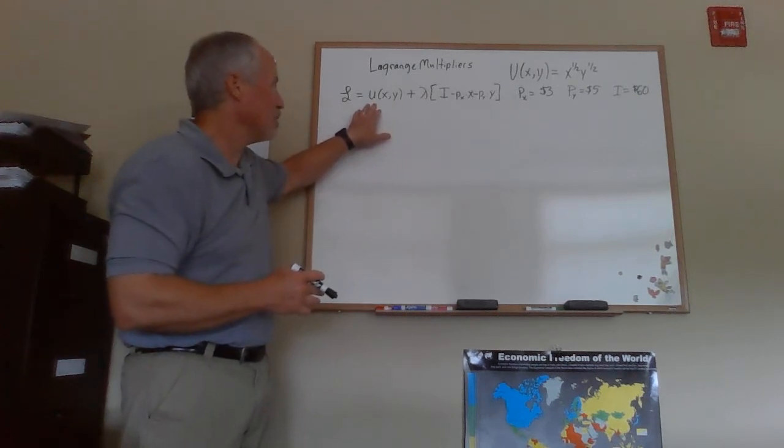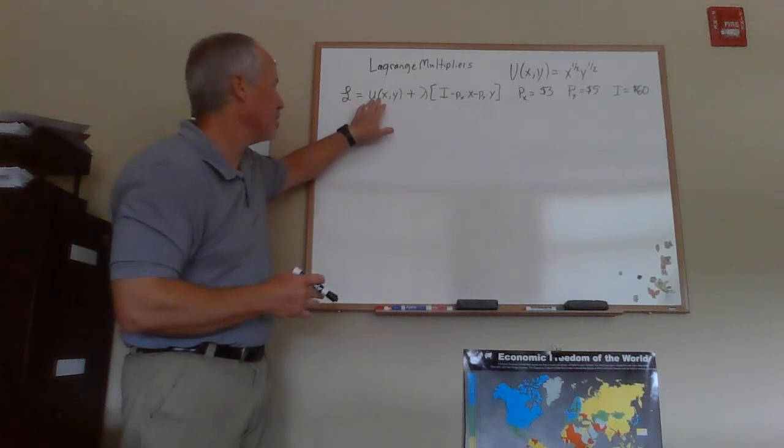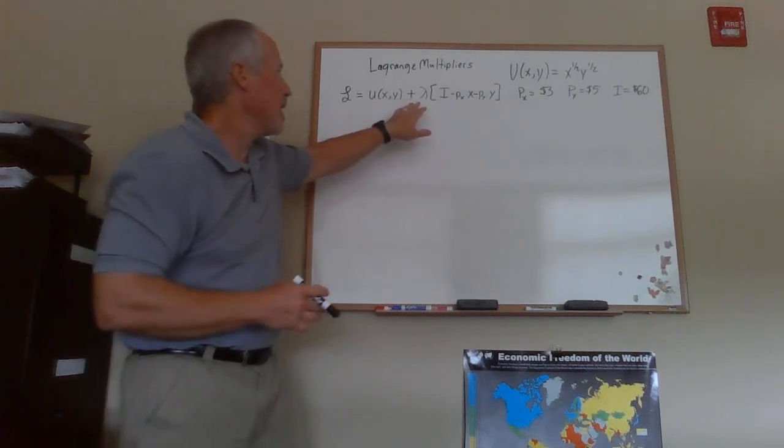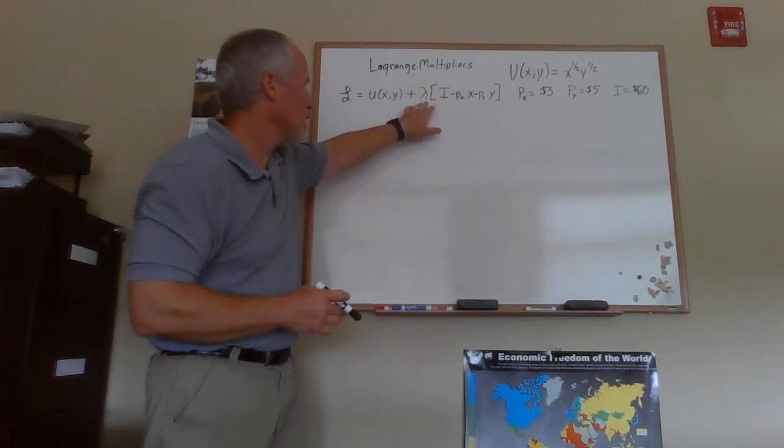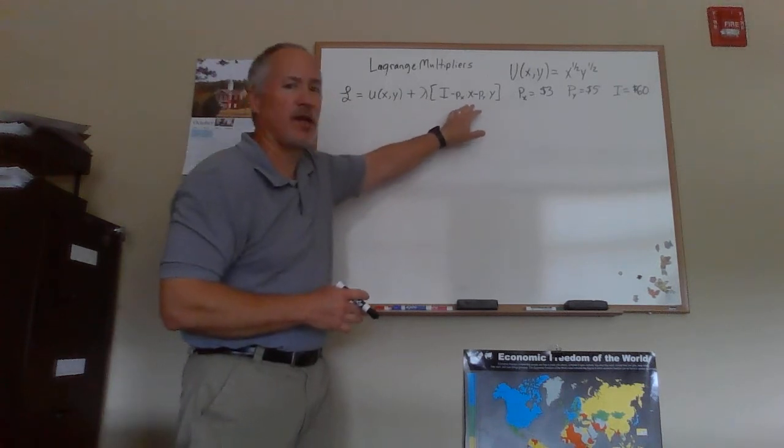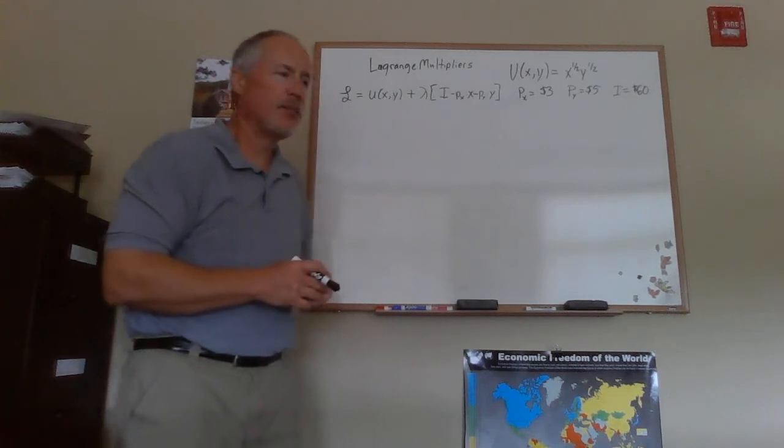So this is the basic form of the Lagrange multiplier. You take the utility function and then add in the Lagrangian lambda, and then the constraint. You're adding the constraint here.